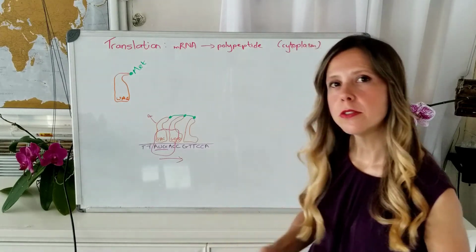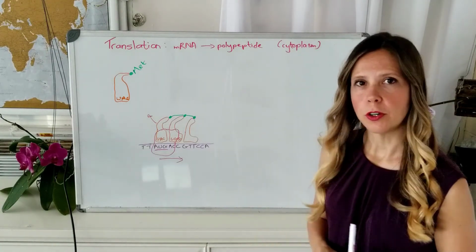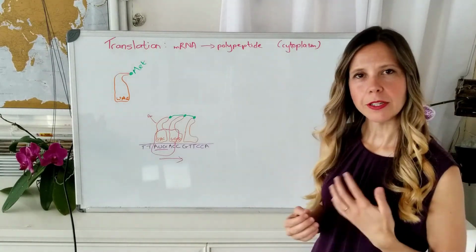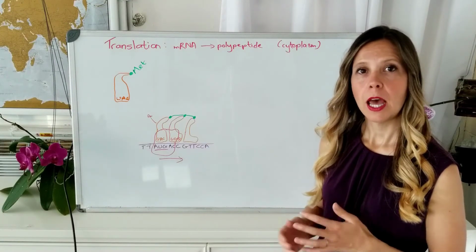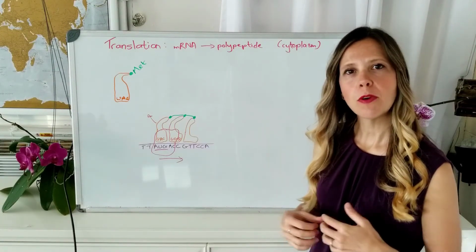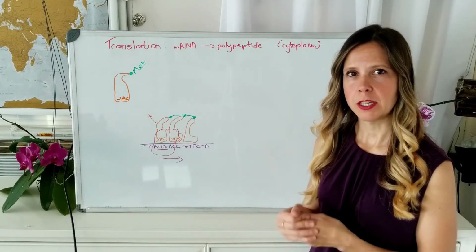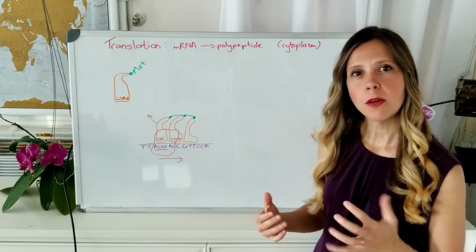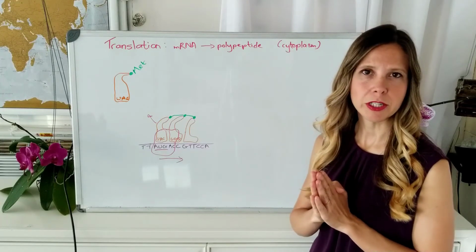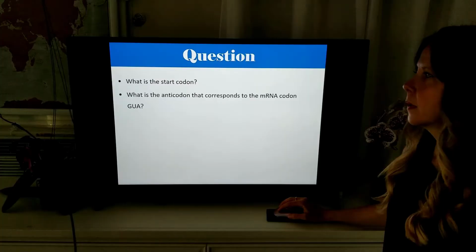This continues until a stop codon is reached. A stop codon does not code for an amino acid, and when a stop codon is reached, the ribosome releases the mRNA as well as the growing polypeptide chain. The polypeptide chain will then fold up into its tertiary structure, forming the protein.